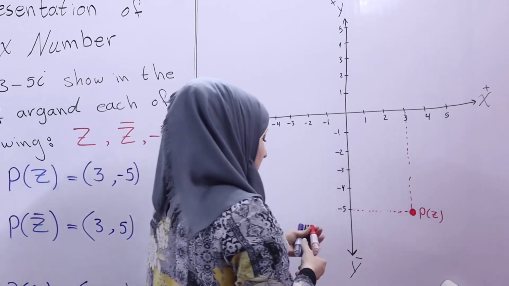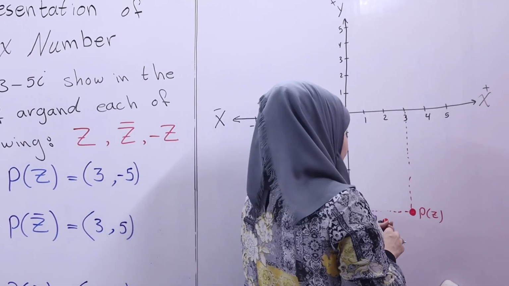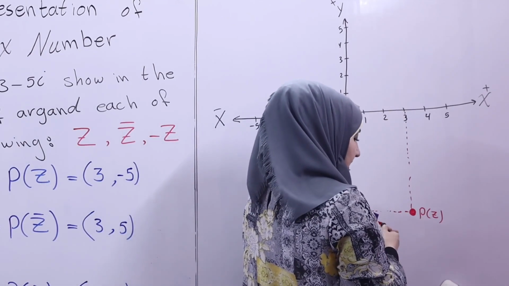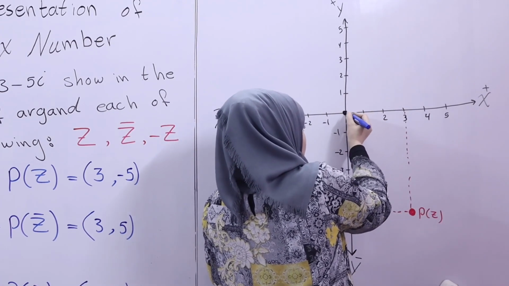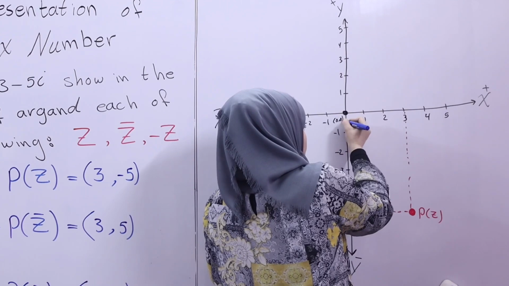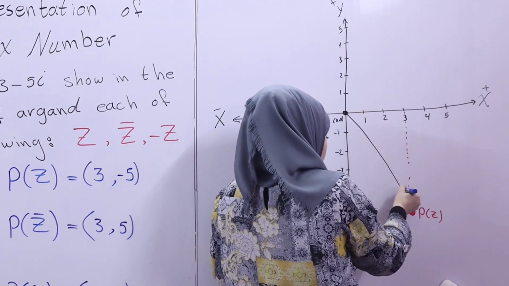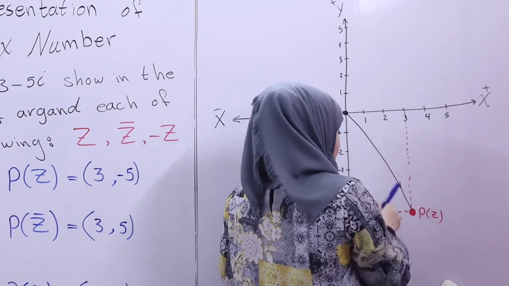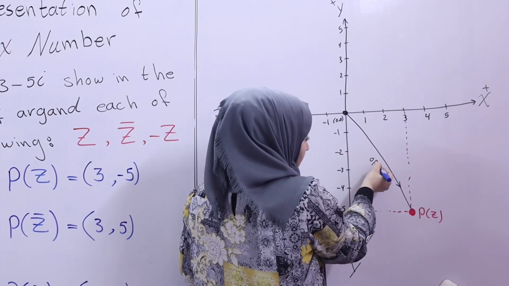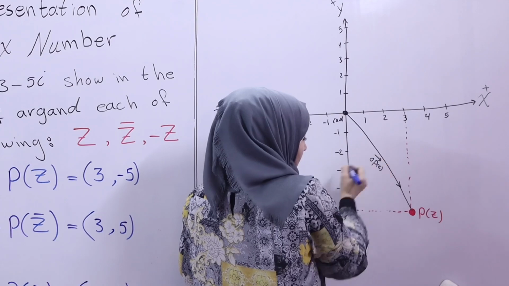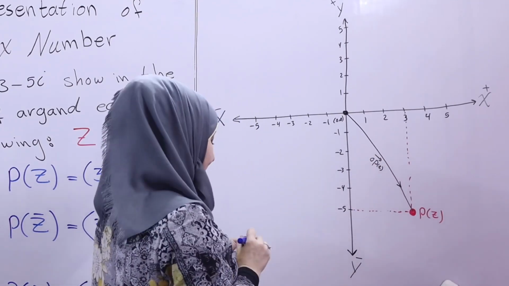So its Argand shape will be, when we connect between the origin and the point of z, this is the first Argand shape, OPz. This is the vector OPz.